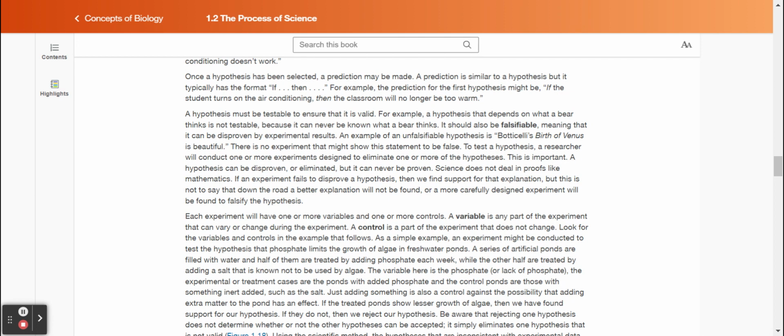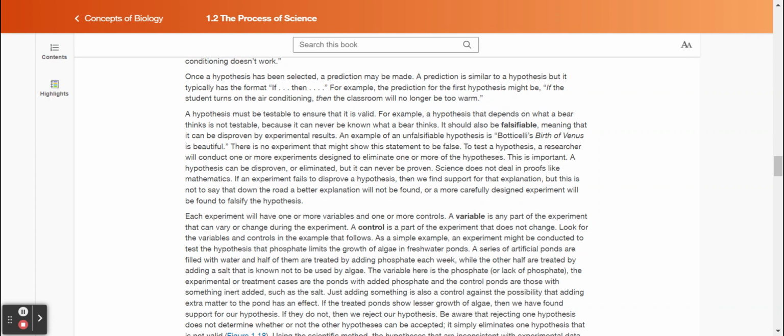A hypothesis must be testable to ensure that it is valid. For example, a hypothesis that depends on what a bear thinks is not testable because it can never know what a bear thinks. It should also be falsifiable, meaning that it can be disproven by experimental results. An example of an unfalsifiable hypothesis is Botticelli's Birth of Venus is Beautiful.